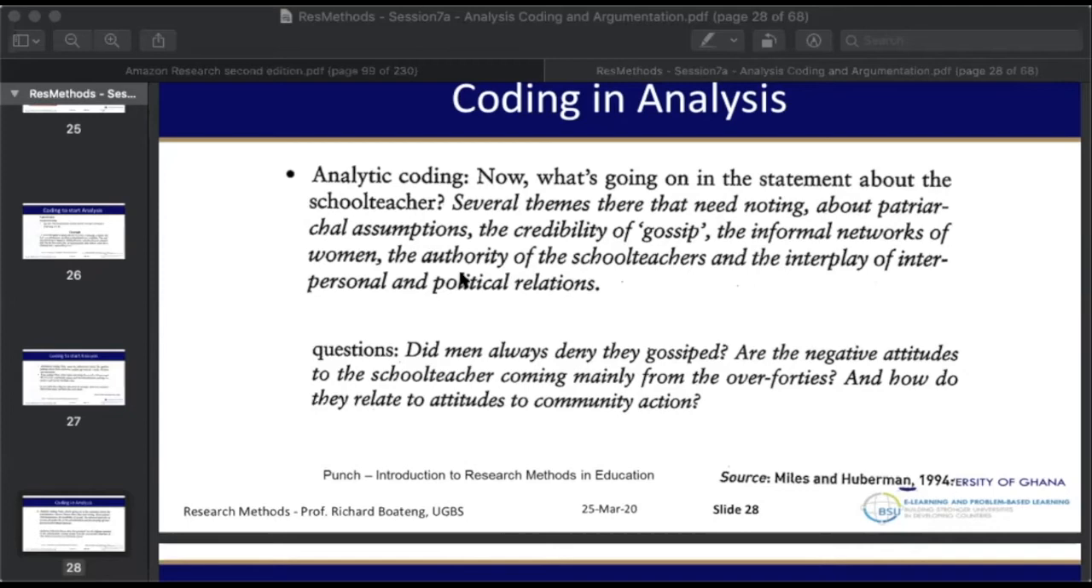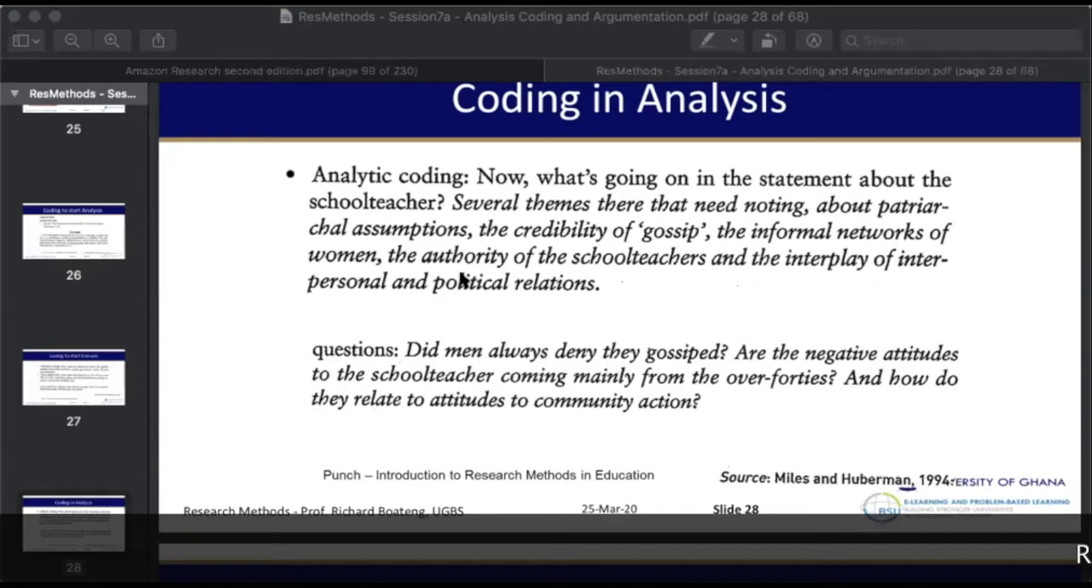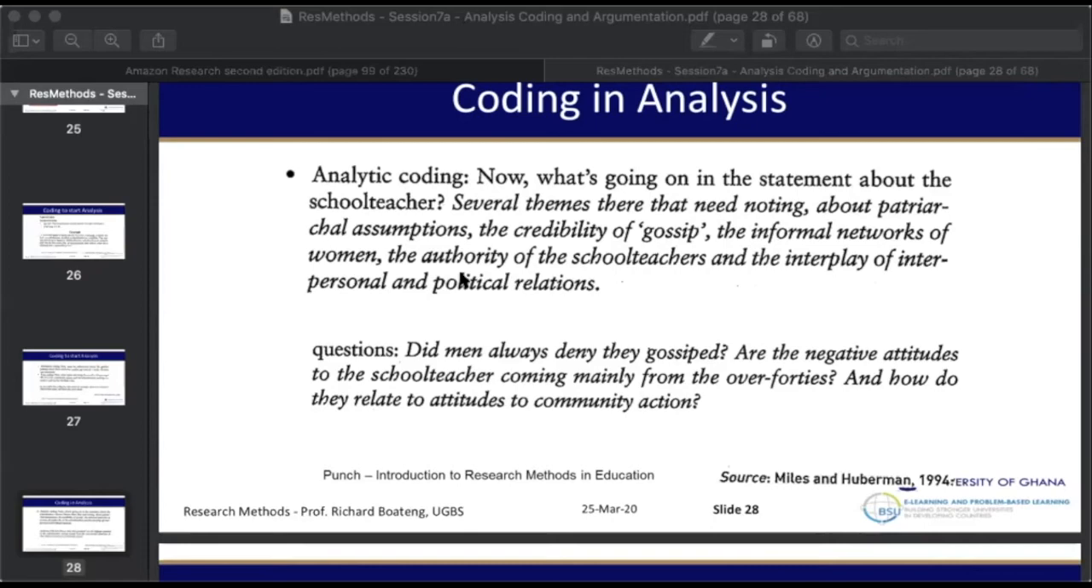So these are some of the things that are just being generated, coming up from the topical things that you saw. Now, to be able to make our analytical code, we ask ourselves questions to look at the data. Did men always deny the gossip? That's one question that's coming up. Are the negative attitudes to the school teacher coming mainly from over 40s? You are combining what the man said to the age of the person who said it. How do they relate to the attitudes towards community actions? If you want to do your analytical coding, answers to these questions can bring the two together, both the topical codes and the descriptive codes, to be able to make an inference on what the person is saying.